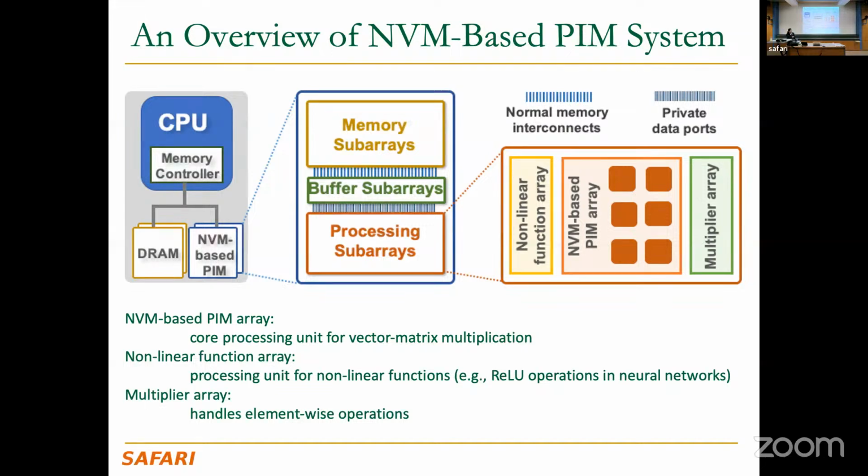So we have an example system here with a CPU and DRAM, and we have the NVM-based PIM. We use the NVM-based PIM to accelerate modern applications such as machine learning applications. And here we use the processing subarrays, which have the nonlinear function arrays, usually peripheral circuits designed for the functions inside the memory. And we have the NVM-based PIM arrays that I explained before, which are very efficient in the computation of vector matrix multiplication, which is a dominant operation inside machine learning applications. And also we have some multiplier arrays to support other operations.